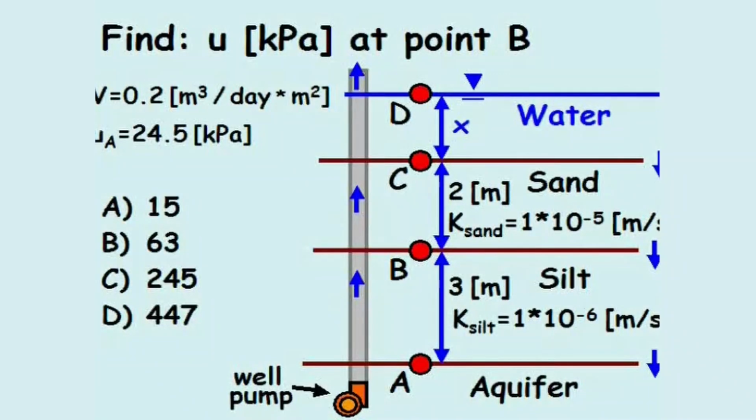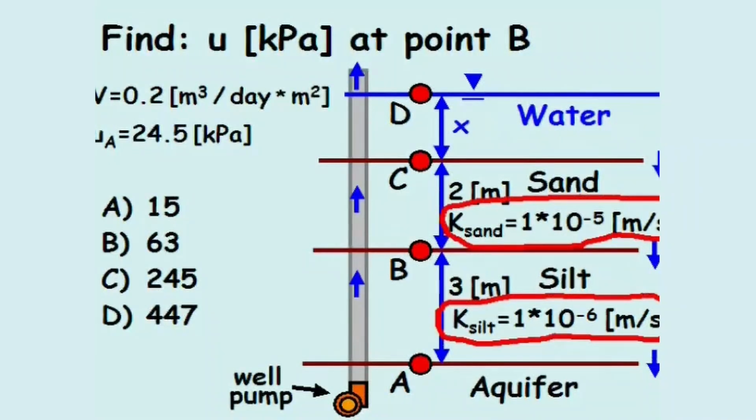Find the pore water pressure at point B in kilopascals. In this problem, an aquifer sits below a 3-meter thick layer of silt, which sits below a 2-meter thick layer of sand, upon which a body of water of unknown depth, x, resides.